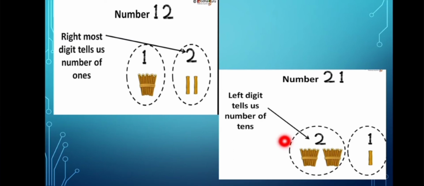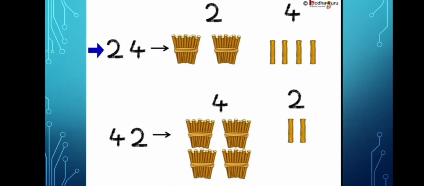This means the left side digit tells us how many tens are there. Okay students, in the same way, 2 and 4 make 24. 4 represents the number of loose sticks, that is the number of ones, and 2 represents the number of tens, that is 2 bundles of tens.